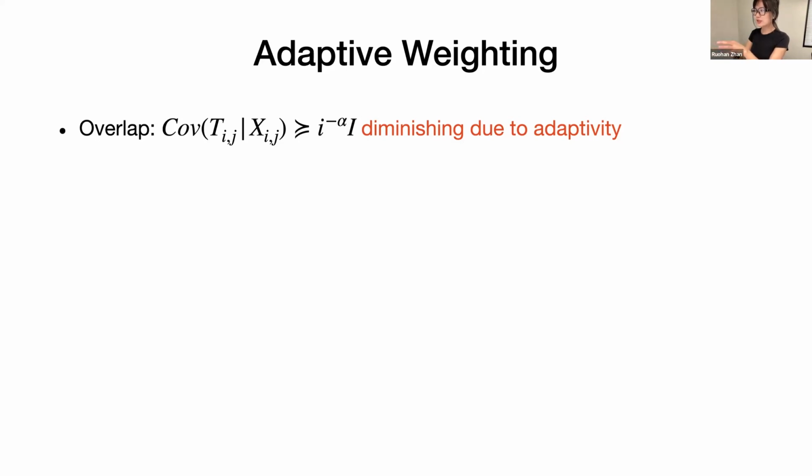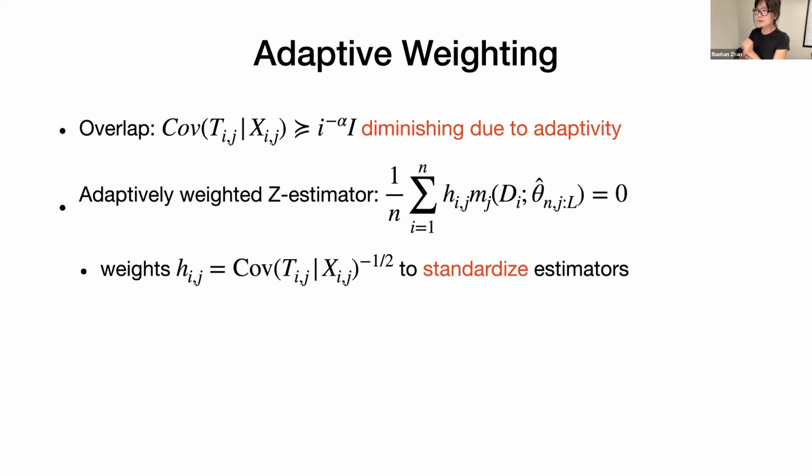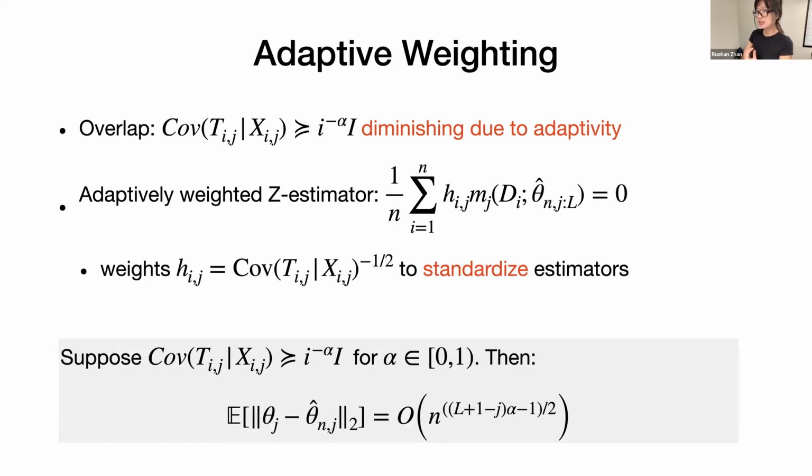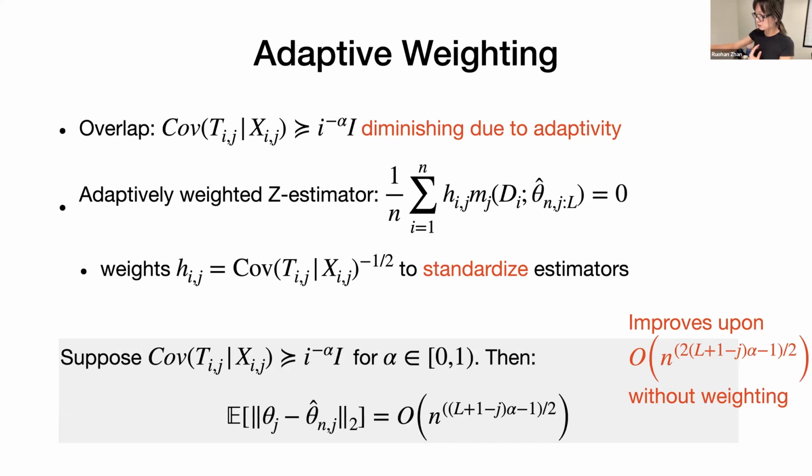Recall that the overlap condition is becoming worse over time due to adaptivity. But we can apply adaptive weights to counteract this reduced exploration. Essentially, we apply the root of the inverse of the covariance with the hope to standardize our estimate. So for example, we can apply the weight, the root of the covariance inverse, and then we can get a faster rate as compared to our previous one. Recall there's a factor of two here in the previous, very naive unweighted version. But if we apply the weight here, then we can have a faster convergence rate.